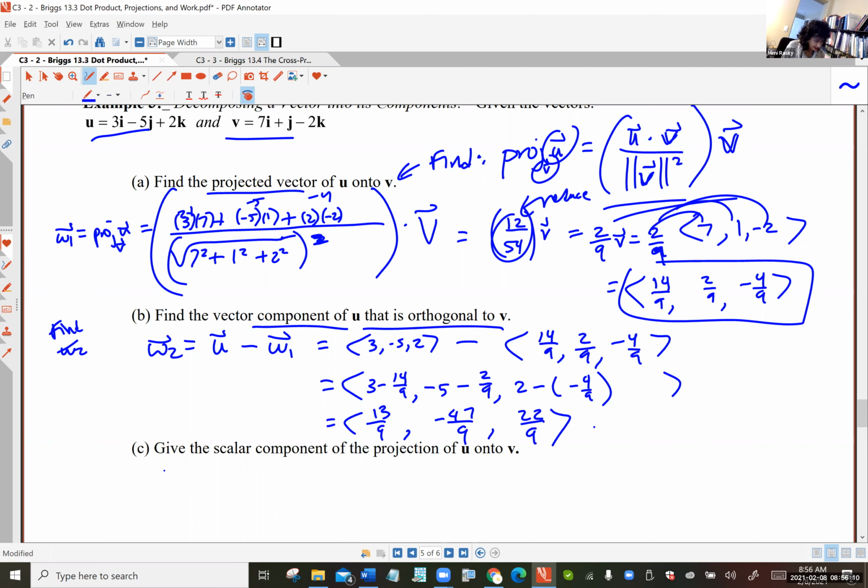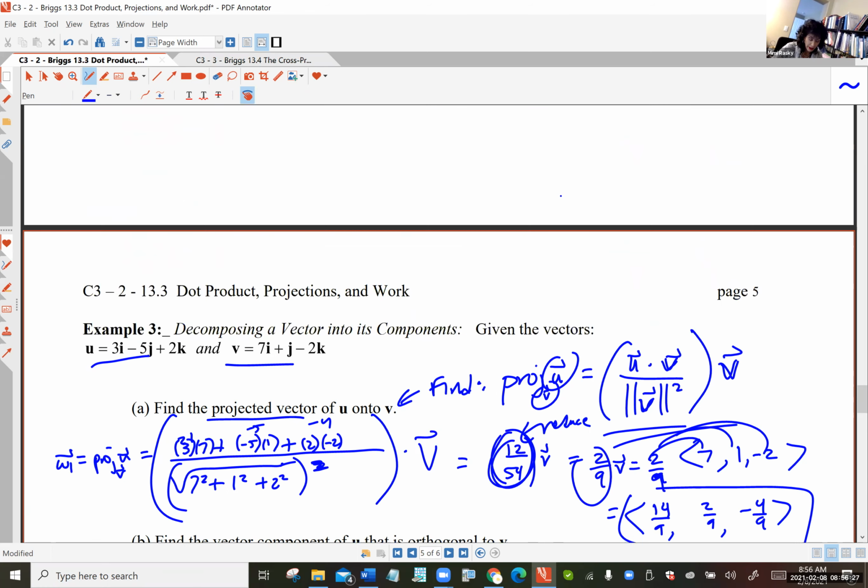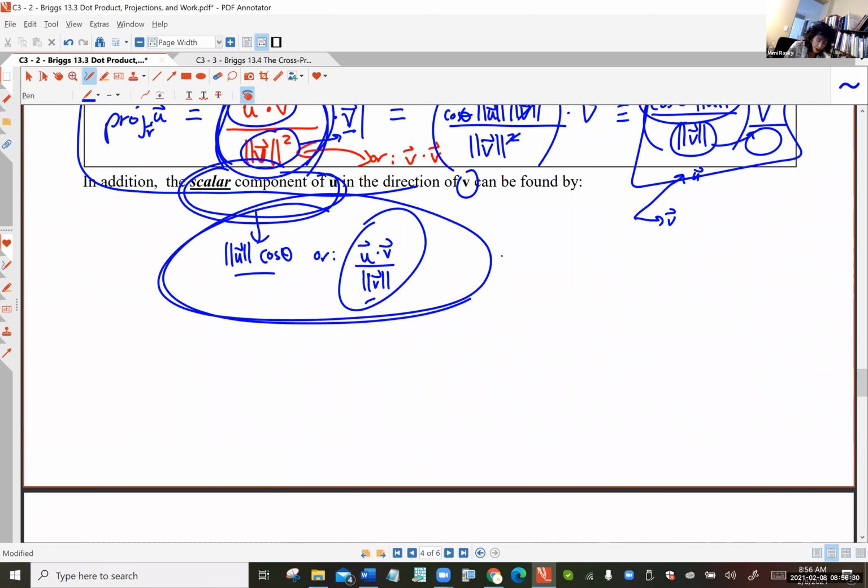And then we're going to get the scalar component of the projection of u onto v. Be careful, it's not this scalar 12/54 or 2/9. The scalar component is the scalar that would be multiplied by the unitized version of v. And I already gave you two versions of the formula. You could use either one, whichever is right in context. They didn't give us a theta at all, so don't go off in the weeds trying to find a theta. Well, you could, but you'd be wasting time. You don't need to. Just use this. You already have the u dot v anyways.